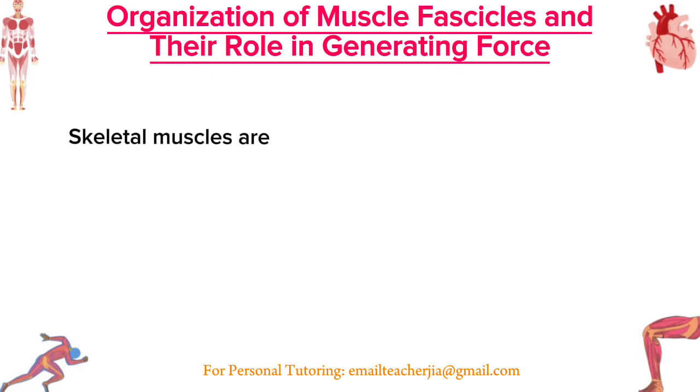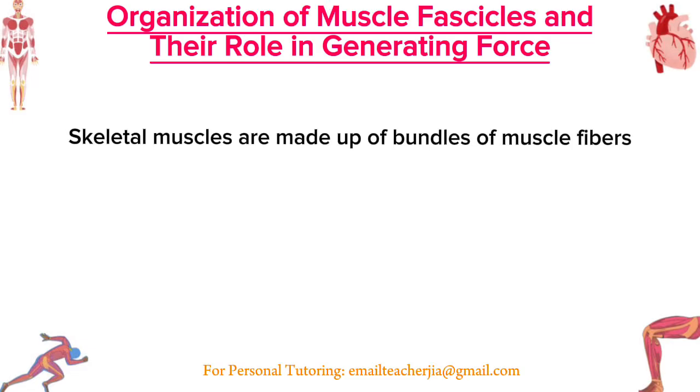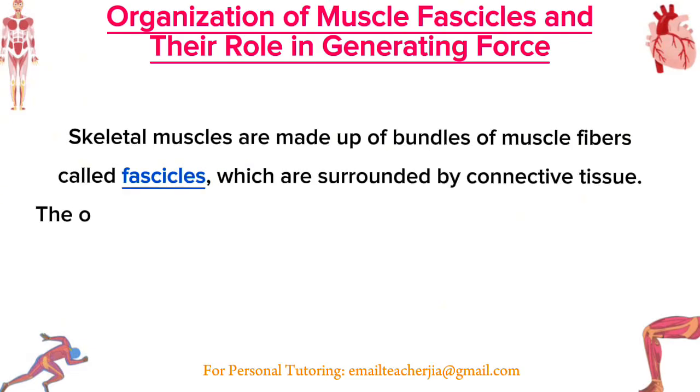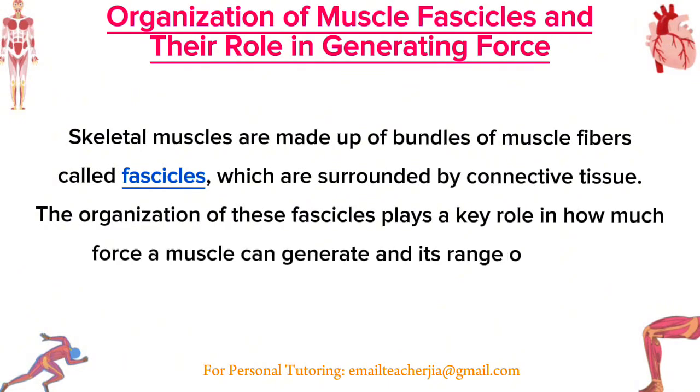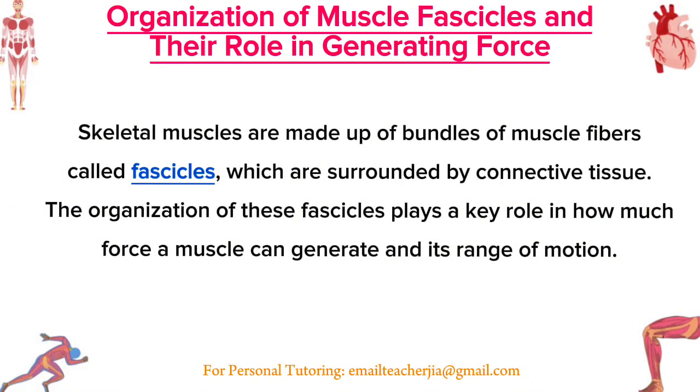Skeletal muscles are made up of bundles of muscle fibers called fascicles, which are surrounded by connective tissue. The organization of these fascicles plays a key role in how much force a muscle can generate and its range of motion. So I hope you've understood that skeletal muscles are made up of bundles of muscle fibers called fascicles. So a bundle of muscle fibers is called a fascicle, okay?